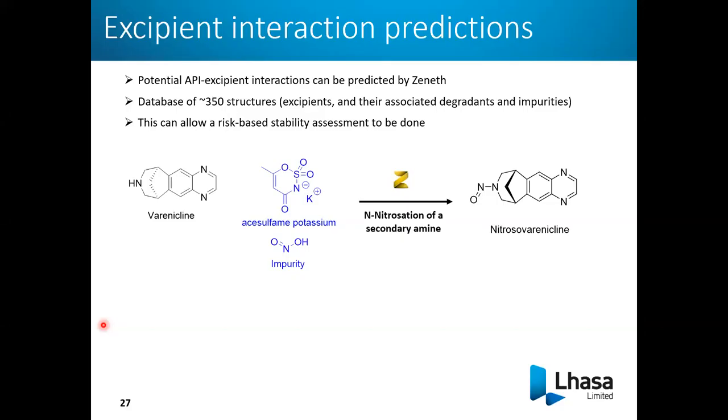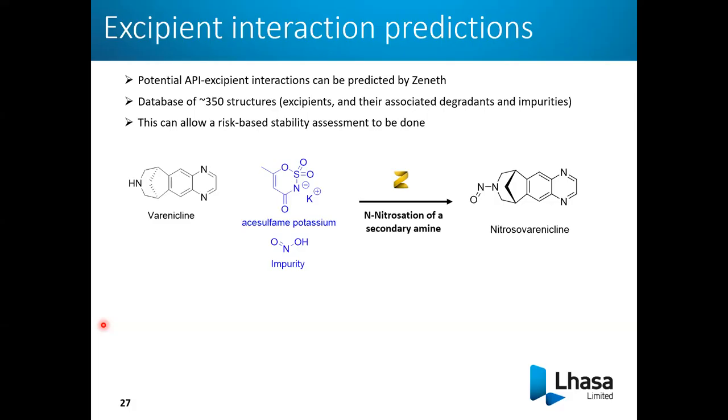degradants and impurities. So, for example, if I was to take varenicline again, and I wanted to formulate that with acesulfame potassium, Zenith would tell me that this excipient has a nitrite impurity associated with it, which we would represent as nitrous acid for programmatical reasons, as I explained earlier. And it would predict that nitroso-varenicline could be generated.